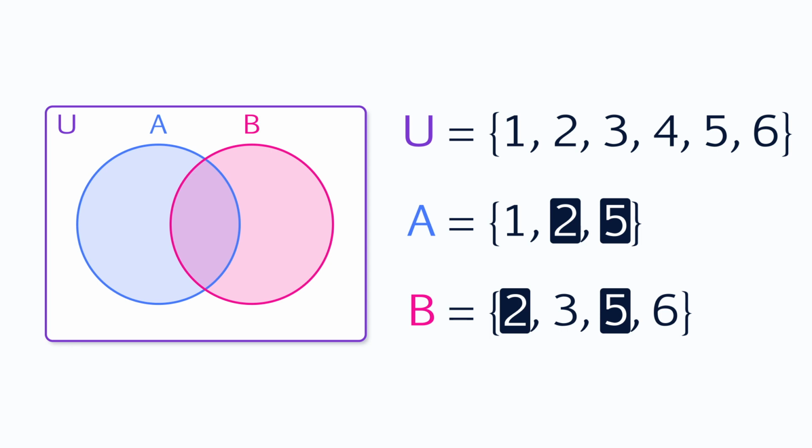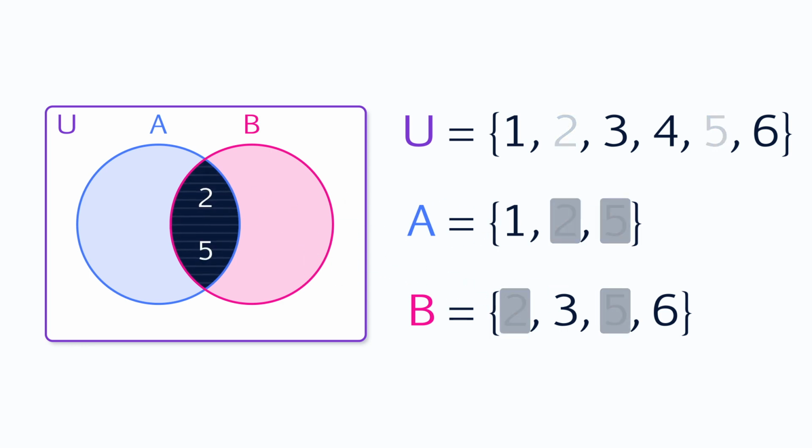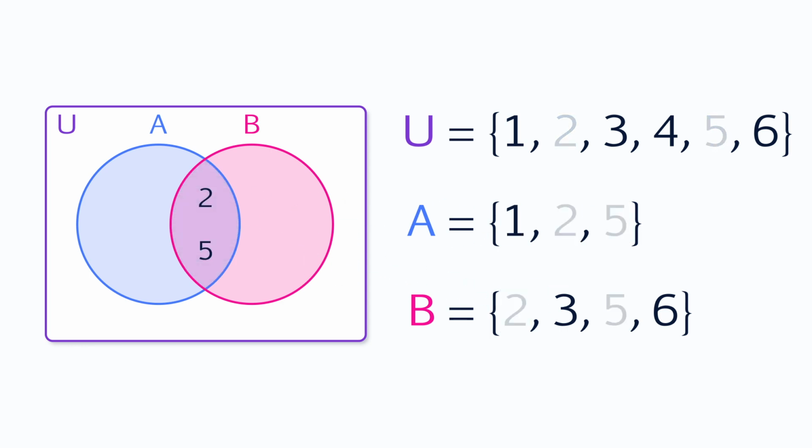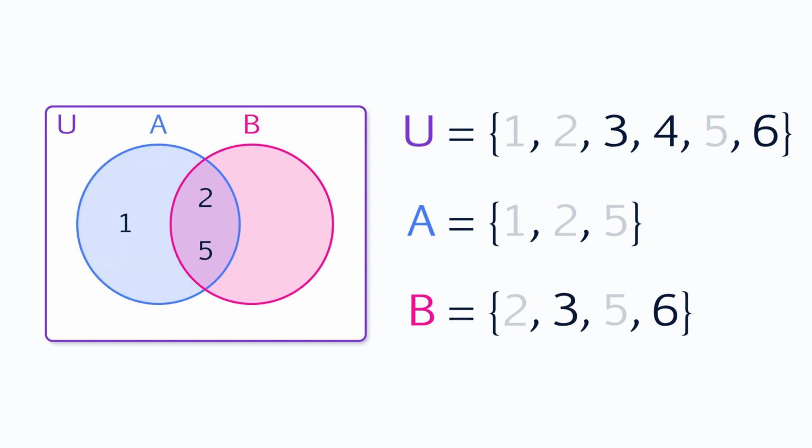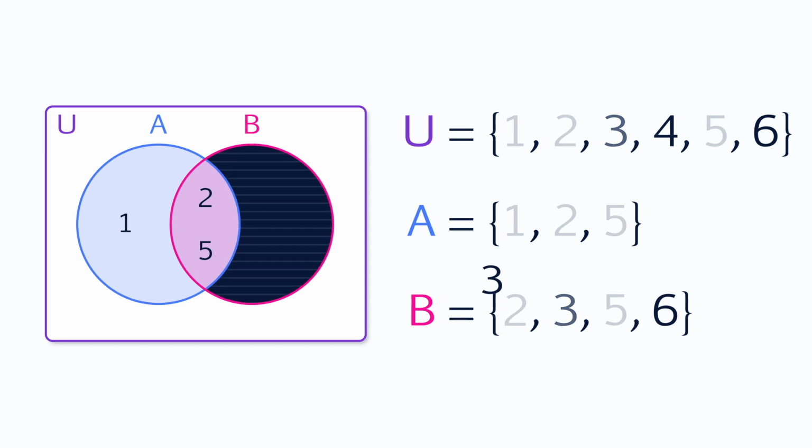The shared elements 2 and 5 go here, where the two circles overlap. The number 1 is the only element left in subset A. It'll have to go in the part of circle A that does not overlap. The elements remaining in subset B are 3 and 6, so they'll go in the part of circle B that does not overlap.